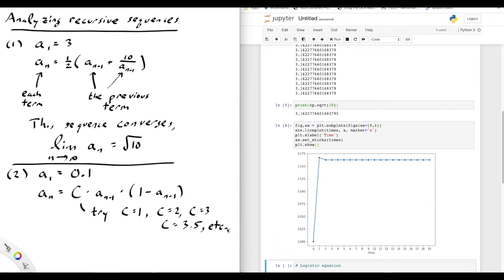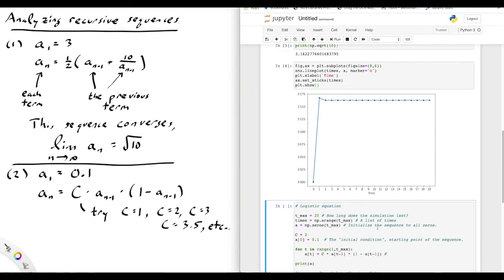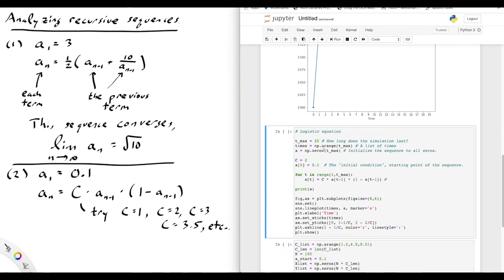Okay, so let's model this. I'll show you how I do this in Python. I'm going to look at 20 steps of the sequence again and set up my arrays. I'm going to try setting that constant to be 2. I'm going to study the logistic equation with this constant equal to 2 starting at point 1. And what I'm going to do is I'm going to print out the list of numbers and produce the graph, kind of all at one step.